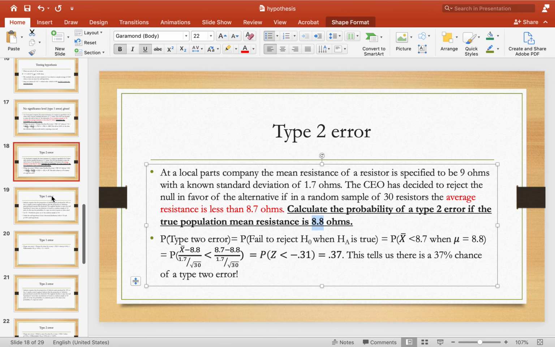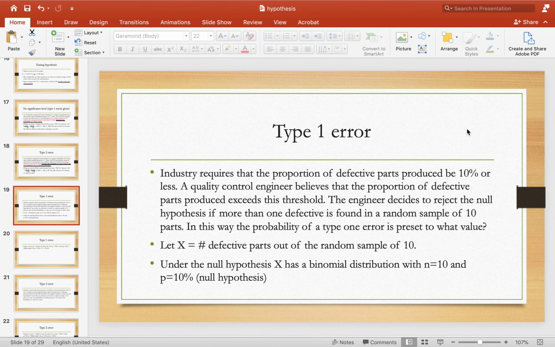I want to go through another type 1 error here. In this instance, an industry requires that the proportion of defective parts be 10% or less. A quality control engineer believes that the population of defective parts produced exceeds this threshold. The engineer decides to reject the null hypothesis if more than one defective is found in a random sample of 10 parts. In this way, the probability of type 1 error is preset to what value?